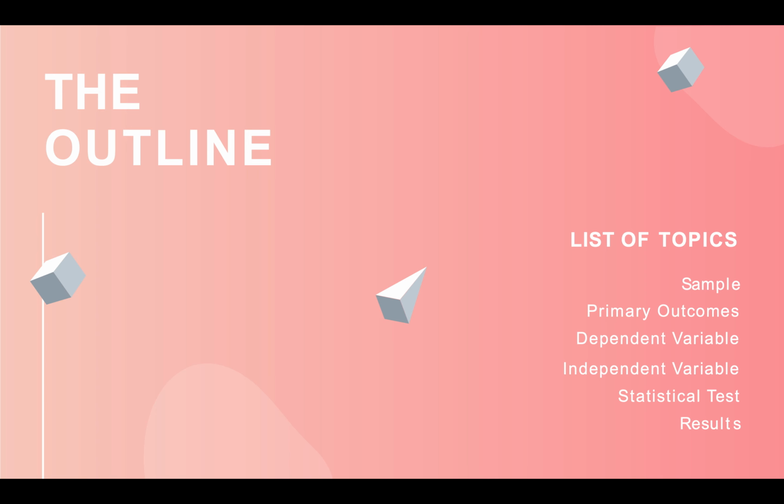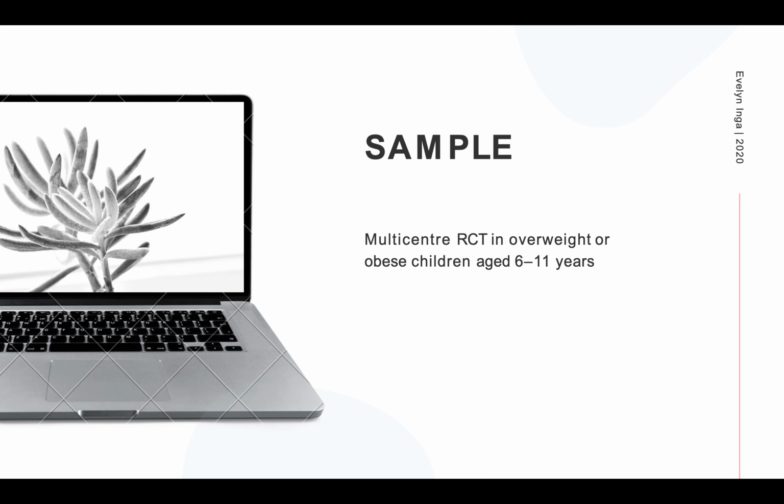We're gonna cover the sample, the primary outcomes and the secondary outcomes as well, and the dependent variable, the independent variable, what kind of variables they are, the statistical tests they decided to use, and the results, if the statistical tests give outcomes that fit well for this study. So let's go ahead. The sample.